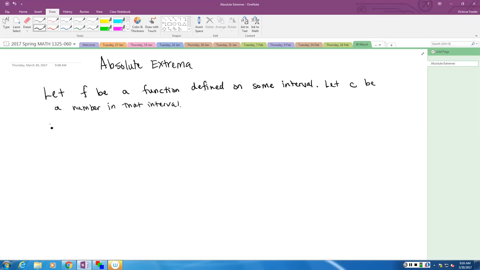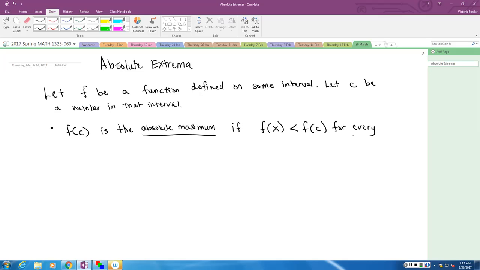Okay, we're going to define the absolute maxima and minima. So we're going to say f of c, and f of c, what kind of value is that? Is that an x or a y? Okay, it's a y. So again, it's a y value. F of c, this y value, is defined as the absolute maximum. Let's underline that. F of c is the absolute maximum if f of x is less than f of c for every x in the interval.